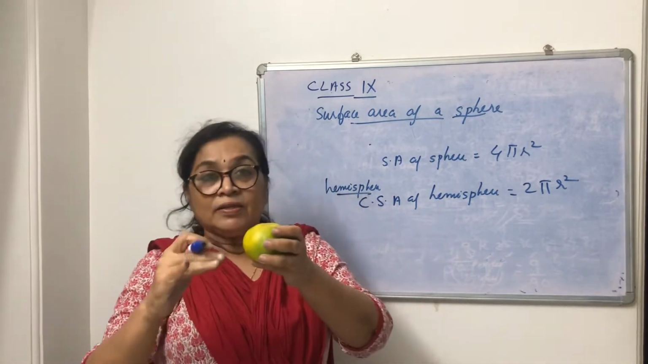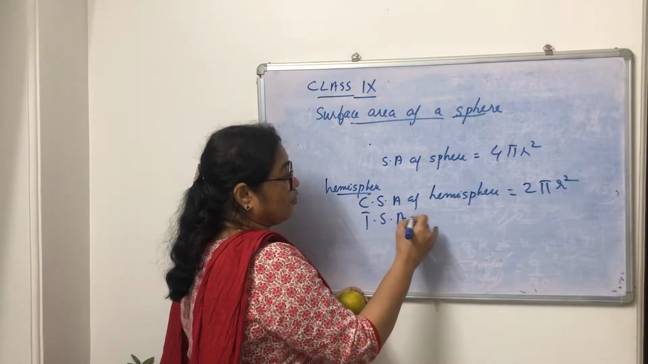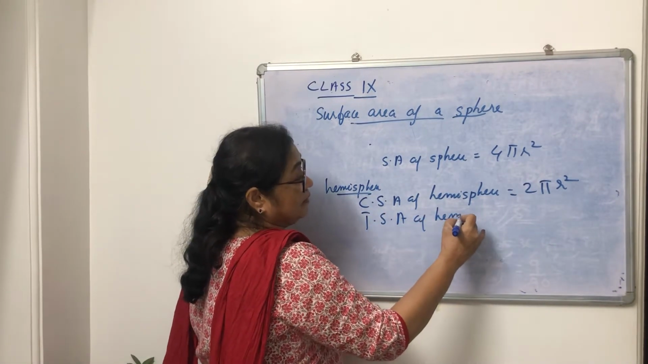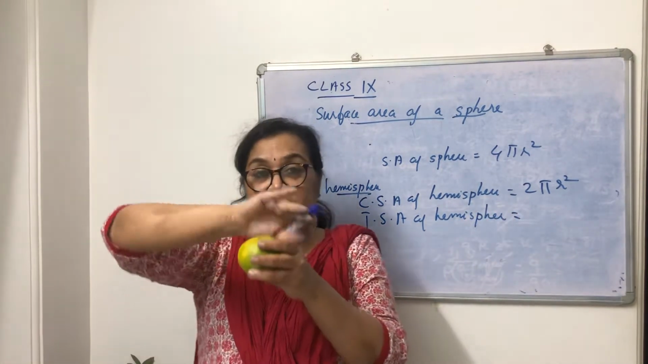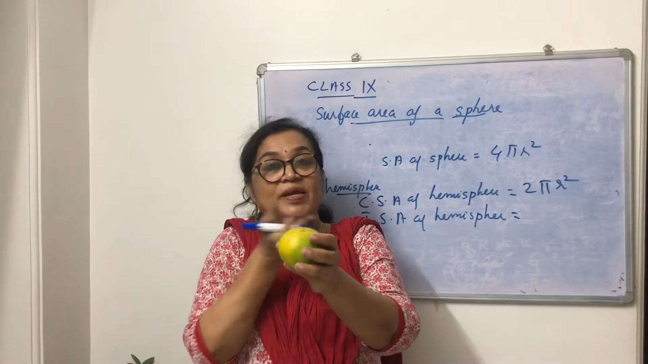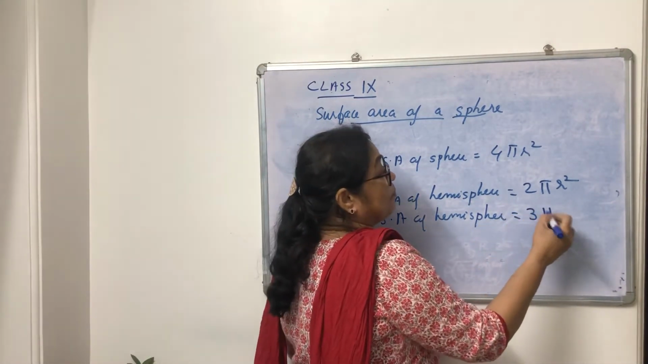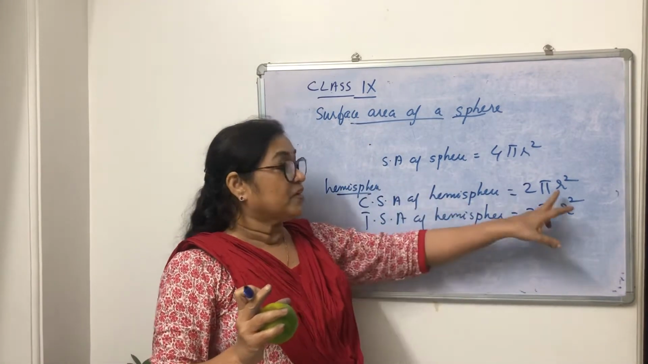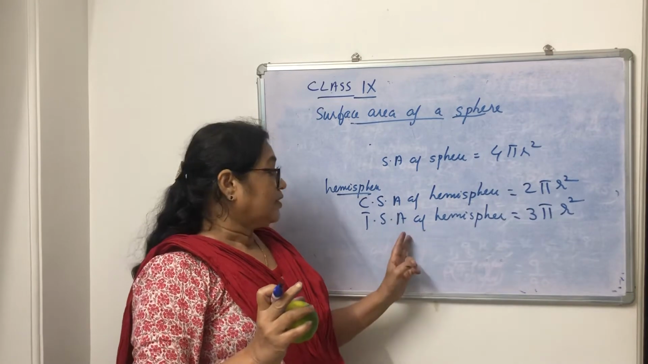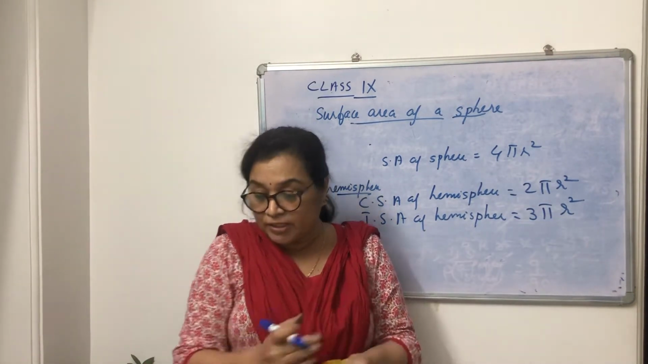So when you take the total surface area of the hemisphere, the curved surface area is 2 pi r squared, the base area is pi r squared, so it will become 3 pi r squared. So remember, the curved surface area of a hemisphere is 2 pi r squared, the total surface area of a hemisphere is 3 pi r squared. That means you have to add the base also.